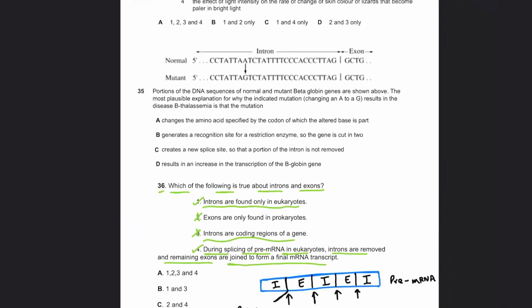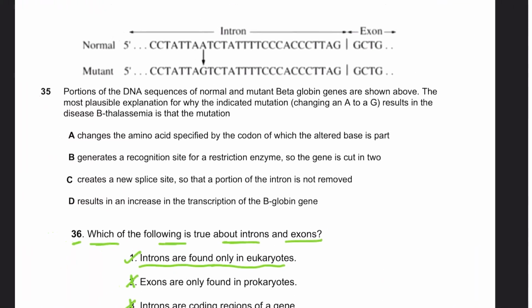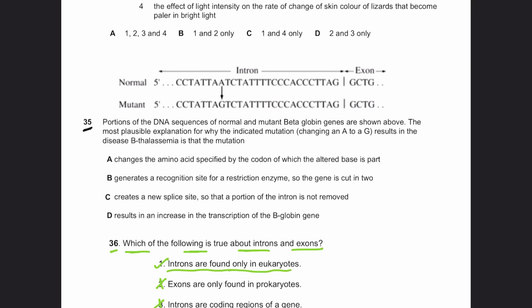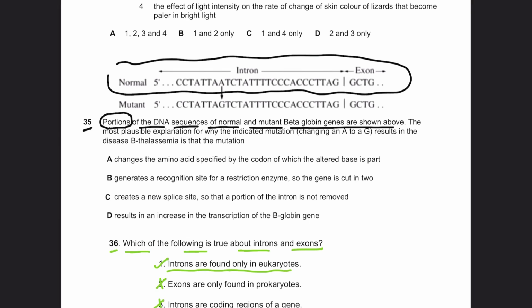Okay guys, let's move on to MCQ number 35. Portions of the DNA sequences of normal and mutant beta-globin genes are shown above. So guys, what is shown? There are portions of two DNA sequences. One is from the normal beta-globin gene, which codes for the normal beta-globin polypeptide. The other one is the mutant version or the mutant allele of the beta-globin gene.